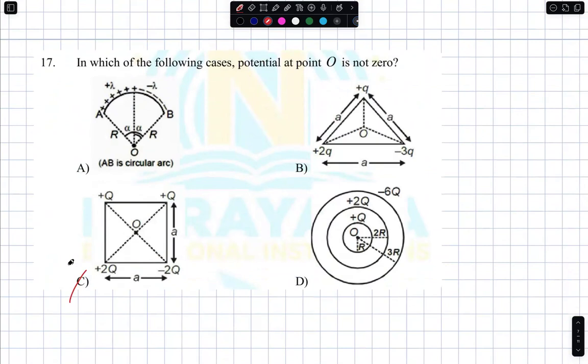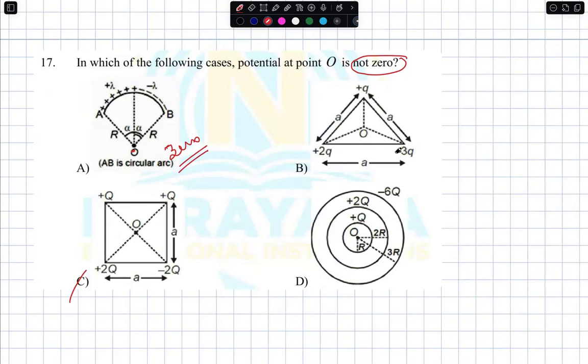In which of the following cases is the potential at center point O not 0? Remember, no confusion, not 0. Remember this: however much charge you have here, the same amount of charge is here. So in case A, the potential will be 0.